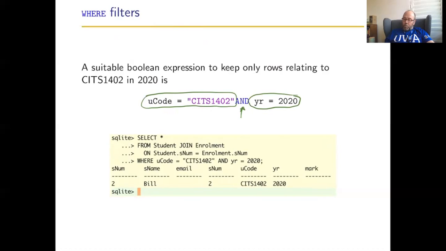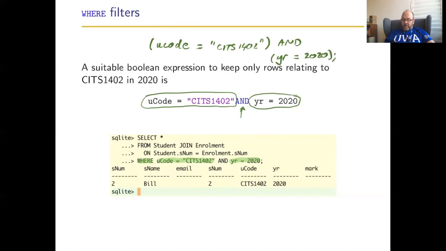Let me now add that condition. And so where has to be there. And now you have to have some Boolean expression. Ucode equals CITS1402 and year equals 2020. You can use brackets in the normal way to ensure that you get your precedence correct. So you might want to write where Ucode equals CITS1402 and (year equals 2020).